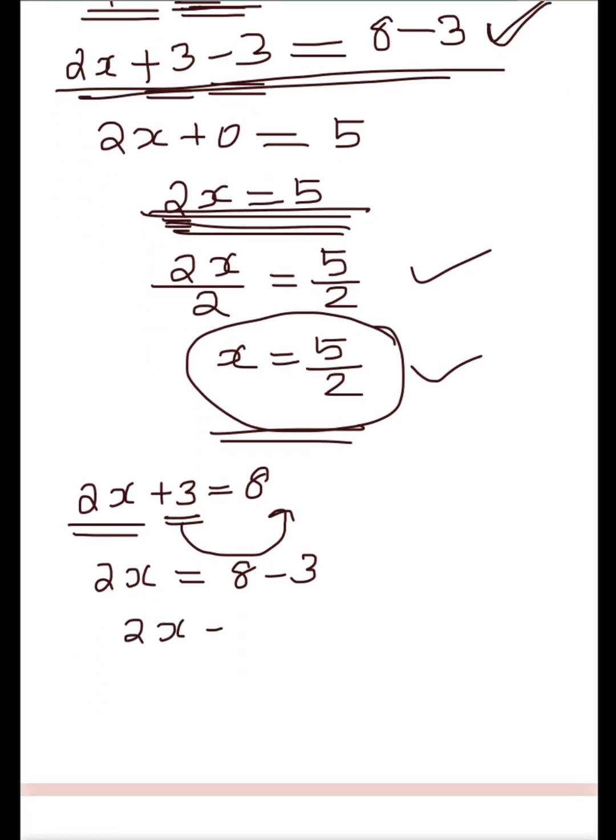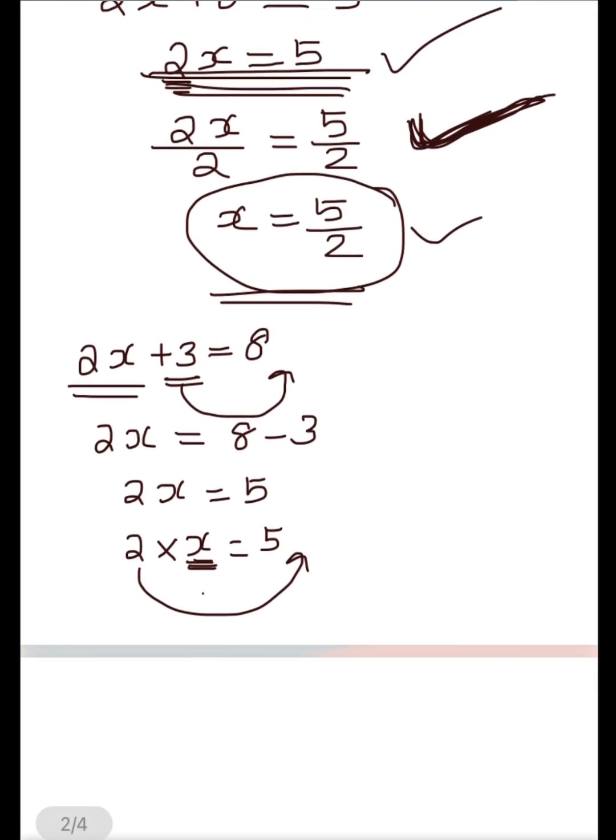What will be the answer? 2x = 5. That is similar to this step. Now 2x = 5 means you can write it as 2 times x equals 5. The next step was dividing both sides by 2. Instead of that, in order to keep this x alone, you just take this 2 to this side. But if you are taking this 2 to the other side, you are actually taking it from multiplication.